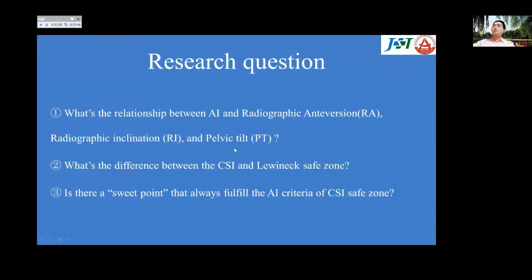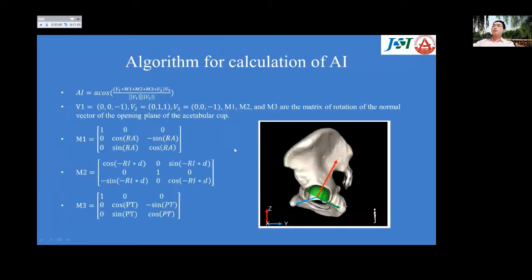Here are our research questions. We asked first, what is the mathematical algorithm between the AI, RA, and RI and pelvic tilts? Second, what is the difference between the CSI and Lewinnek safe zone? And third, is there a sweet point that always fulfills the AI criteria of a CSI safe zone? To answer these questions, we established an algorithm for calculation of AI.